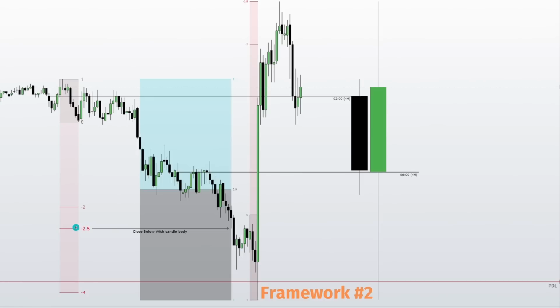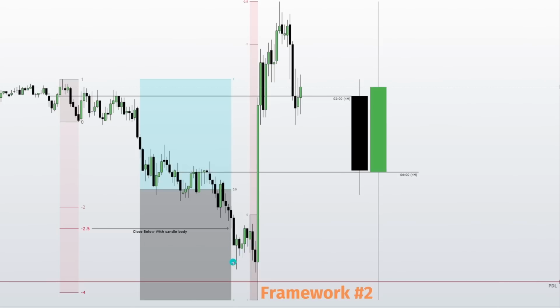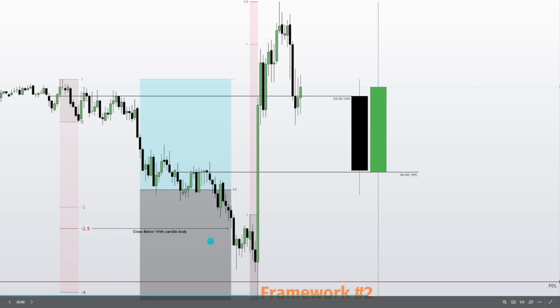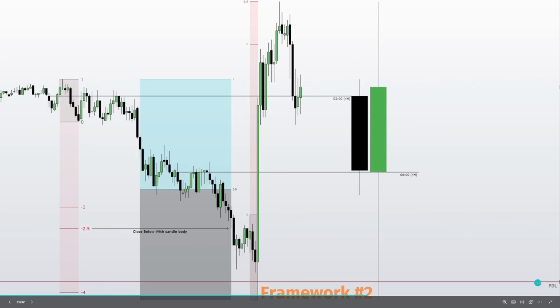When price closes below the 2.5 deviations with the body of the candle, it's high probability for price to continue to the 4 deviations, and this is the second silver bullet zone. If you see this move when price closes with the body of the candle, these bullish retracements are the second silver bullet zone for moving to the unfinished business or to the higher time frame PDRA. In this case, this little move is to reach the previous daily low and the 4 deviations.